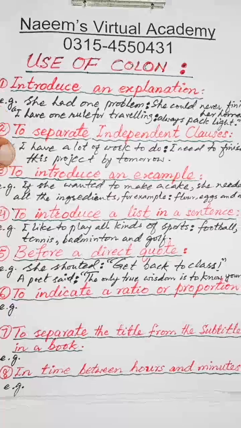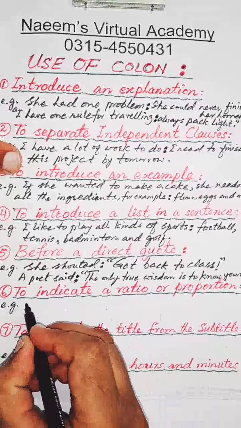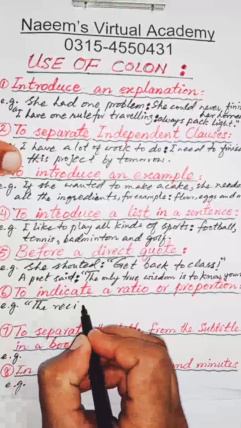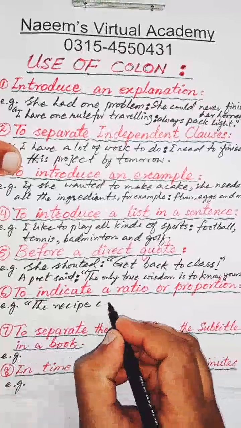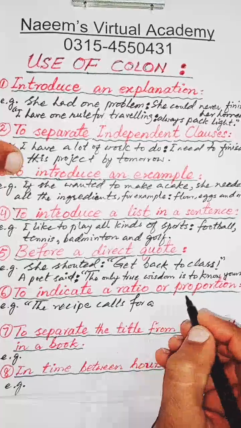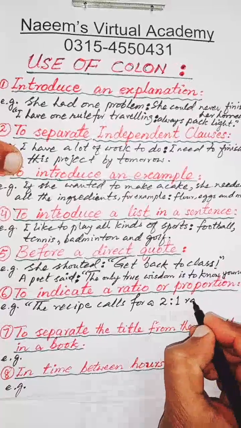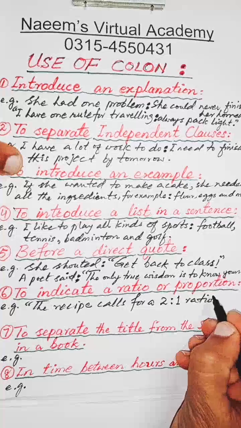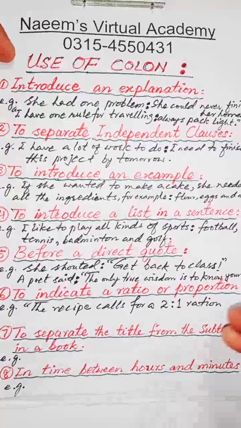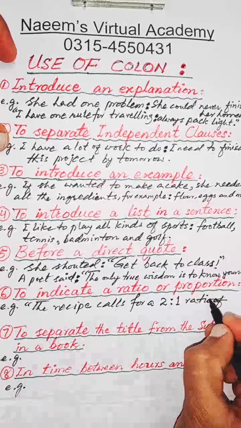Use number 6 is to indicate a ratio or proportion. For example, the recipe calls for a 2:1 ratio of flour to sugar.